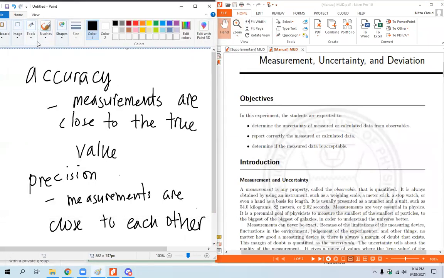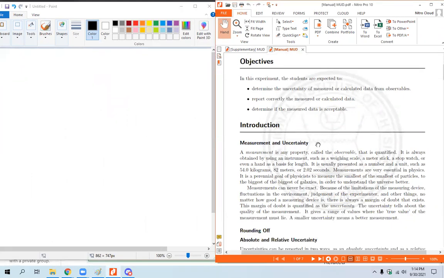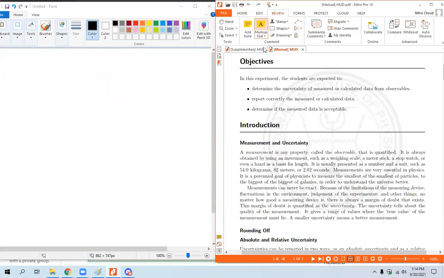Okay, so now we move on to measurements, uncertainty, and deviation. Just like I discussed earlier, a measurement is anything that is quantified. So yun nga, our basic quantities that we can measure using basic devices, you got length and time. Well, you can also use weighing scales for mass and whatnot.